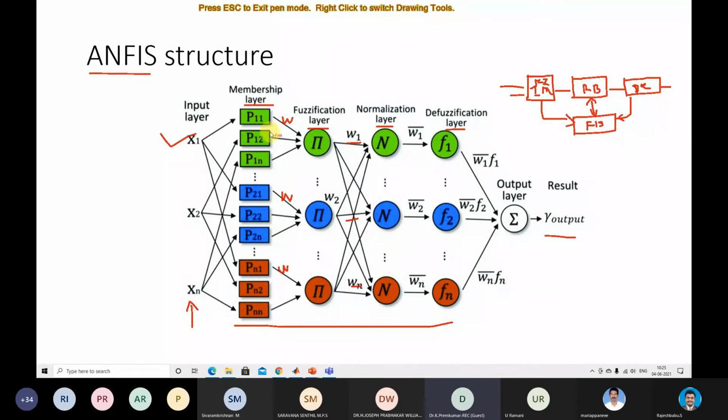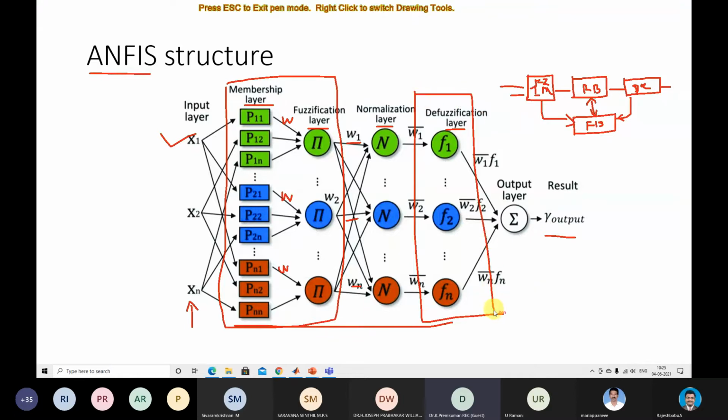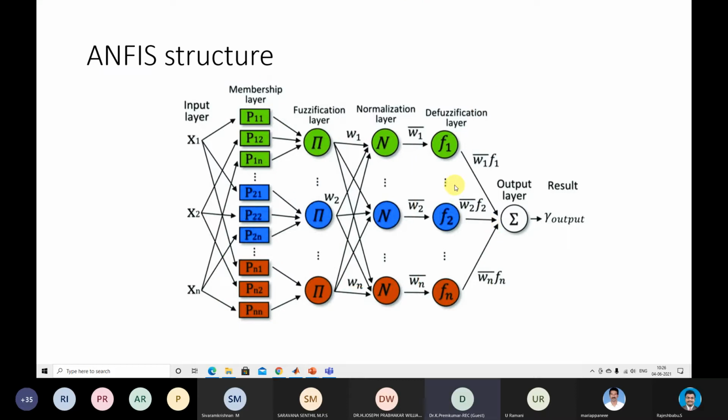Same way here also, this is known as the fuzzification layer. These two layers are known as the fuzzification part, and this part is known as the defuzzification part, right? And this fuzzification and defuzzification means this layer is going to be connected with some fuzzy rules. Here we are going to implement the neural network algorithm, right? Neural network optimization, that means a weight updating algorithm, in order to update the weights of the two layers.